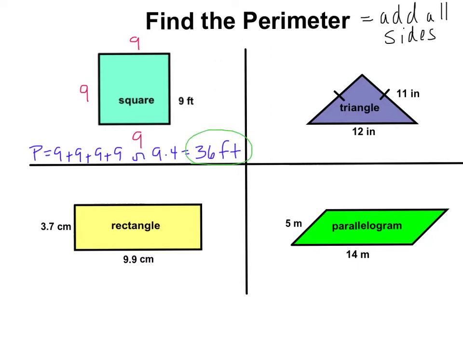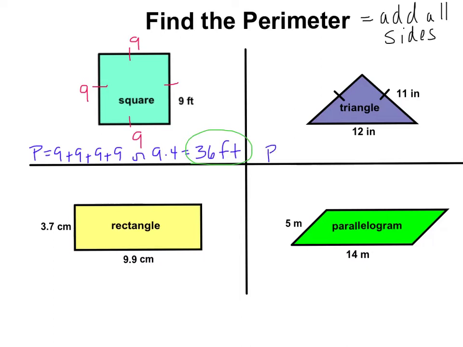And also you could show this by using tick marks. If this is 9, this is 9, this is 9, this is 9. Those tick marks tell the reader all sides are congruent, which means they're equal. So let's go ahead and do the next one.